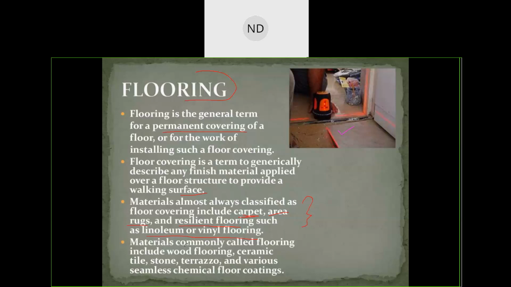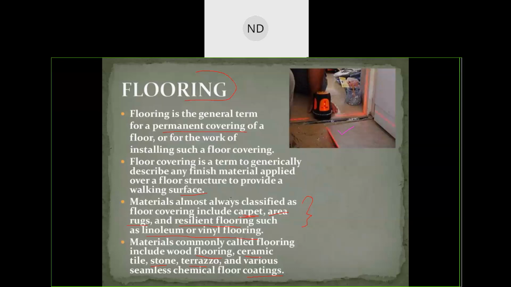Now another thing is that materials commonly called flooring include wood flooring. Also it can be ceramic tile, stone flooring, terrazzo flooring, or various seamless chemical flooring coatings. Okay, these are the different types of flooring, depending upon how you want to cover your floors.